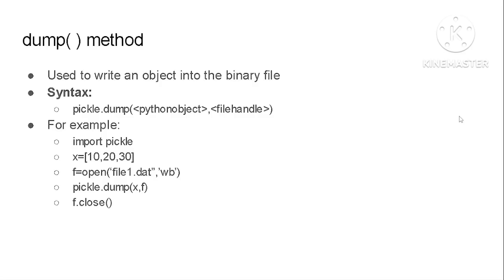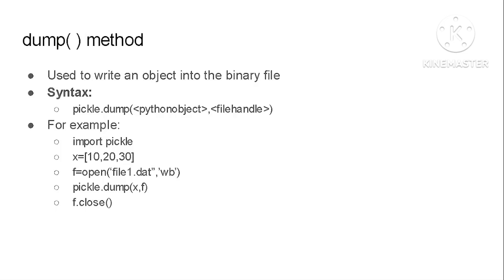We will learn the two methods which are used to write and read from a binary file. Okay. Now, how to write content to a binary file? The method which is used to do it is the dump method. The dump method is used to write an object into a binary file.